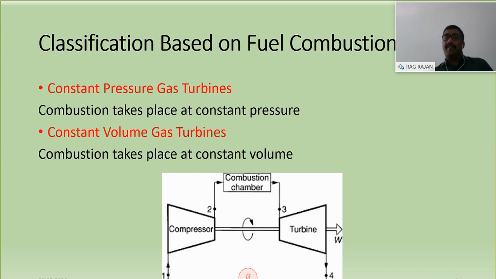There is another classification. It is based on the combustion process. The combustion process can take place inside the combustion chamber at constant pressure or at constant volume. Depending upon that, you can call it a constant pressure gas turbine, in which combustion takes place at constant pressure. The other case is the constant volume gas turbine. Inside the combustion chamber, there will be a constant volume process. So it is known as constant volume gas turbine.